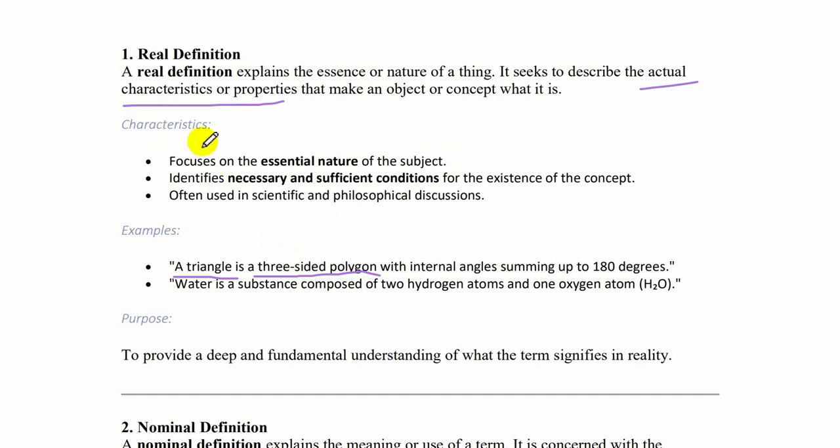What are the characteristics of a real definition? It focuses on the nature of the subject, the characteristics of the subject, the properties of the subject. It identifies necessary and sufficient conditions for the existence of the concept, often used in scientific and philosophical discussion.